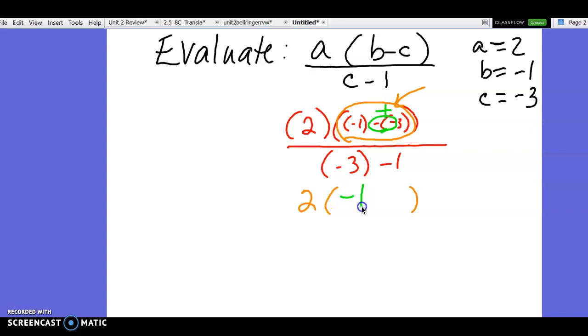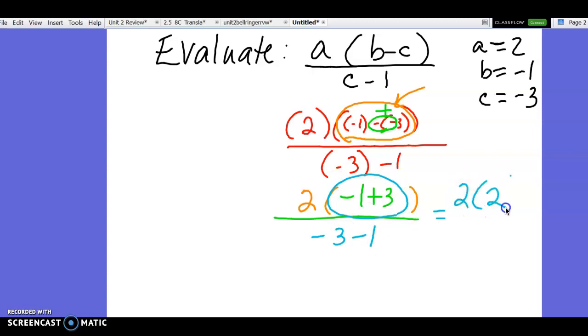So this becomes negative 1 plus 3. Let me just go ahead and recopy the rest. So I have negative 3 minus 1. So I'm going to simplify this. Negative 1 plus 3 is 2. So I have 2 times 2.